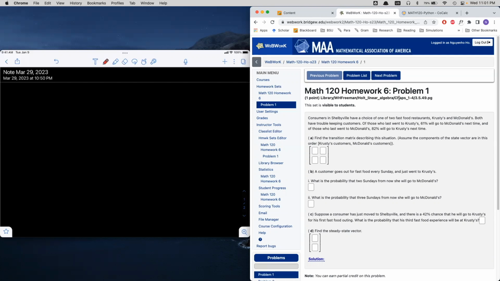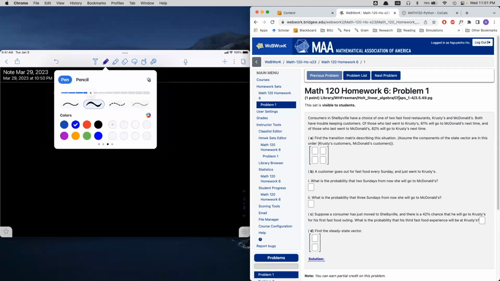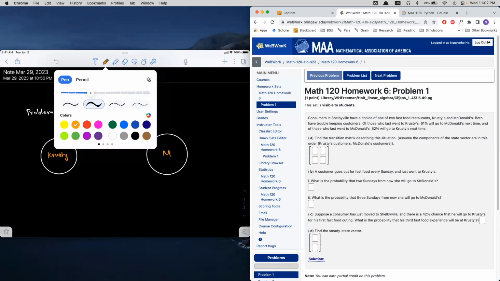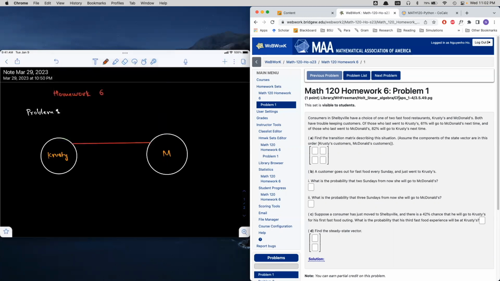Okay, so let me start here. So homework 6. Let's start with problem 1. So you have 2 states. Right, one is for, let me use this, Krusty, and the second one is McDonald's. So it says that of those who last went to Krusty, 61% will go to the McDonald's next time. So you have the arrow pointing from Krusty to McDonald's. Right, so you have this is 61%. So that means there is 38% of people who went to Krusty will go back to Krusty next time. So you have this is 38%.